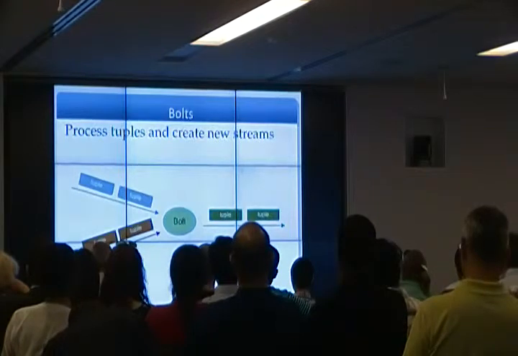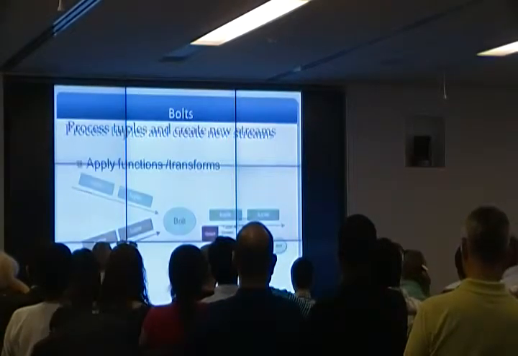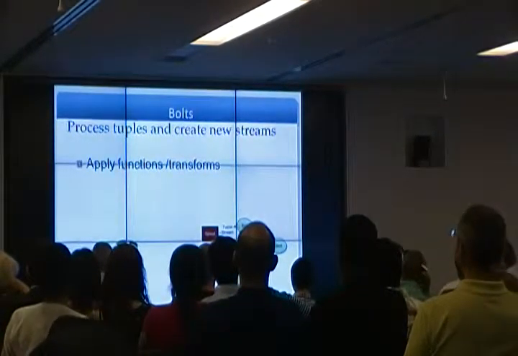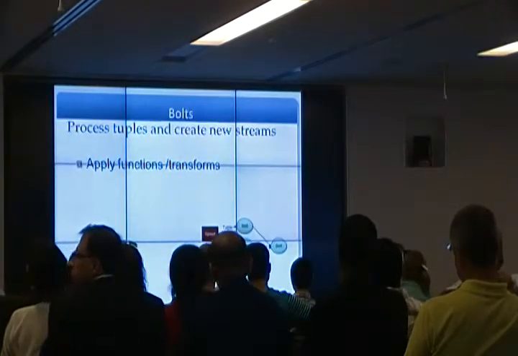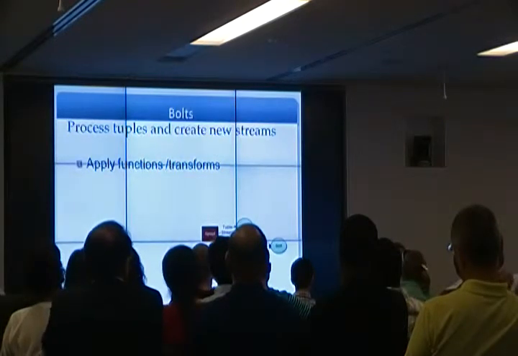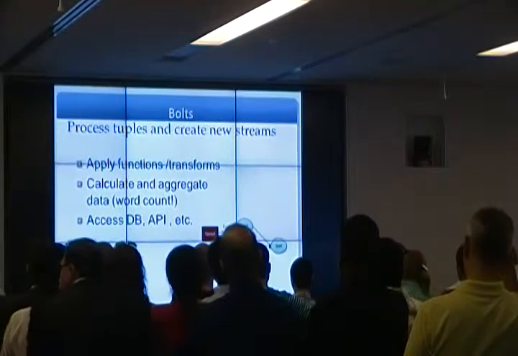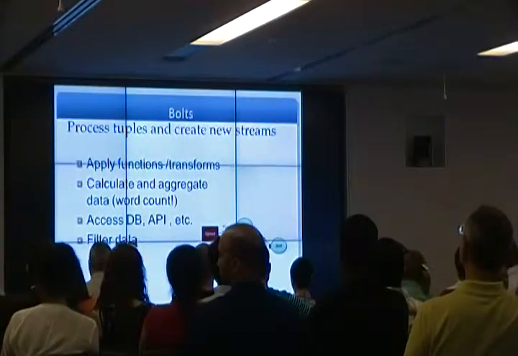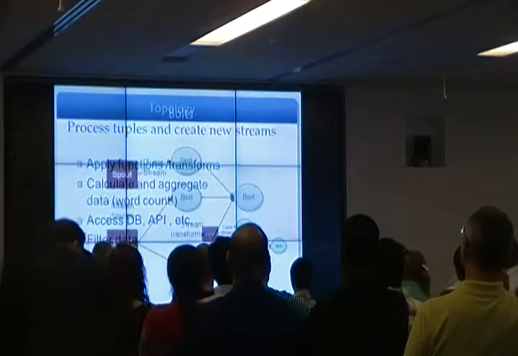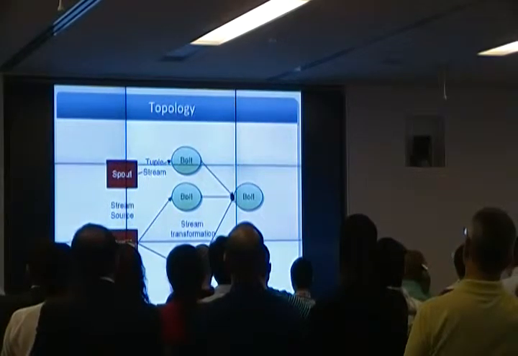And inside you have bolts. Bolt is the component that does processing. So basically it takes tuples, it takes streams, divides them, and creates other streams. Meanwhile it can apply functions, transformations, calculations. It can access a database. You can program it to access your API, filter data, anything that you wish you can do in a bolt. And topology is like a graph where you bring this whole thing together.